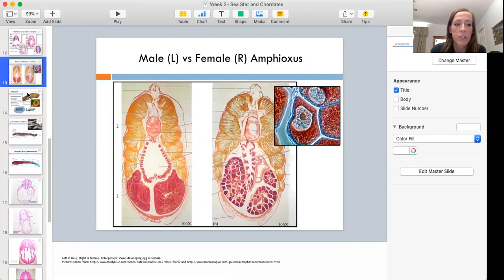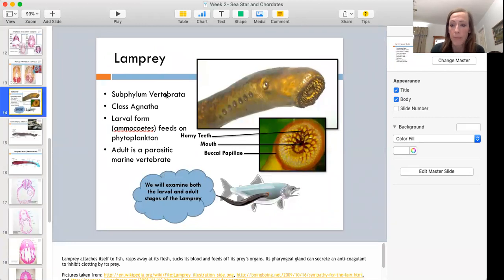We're going to move now to the Lamprey, which is a vertebrate, same as you and I. It's in the class Agnatha, which means that it does not have a jaw. Okay, we are going to look at like an adult specimen, which looks a lot like this in lab, but we're not going to dissect it.